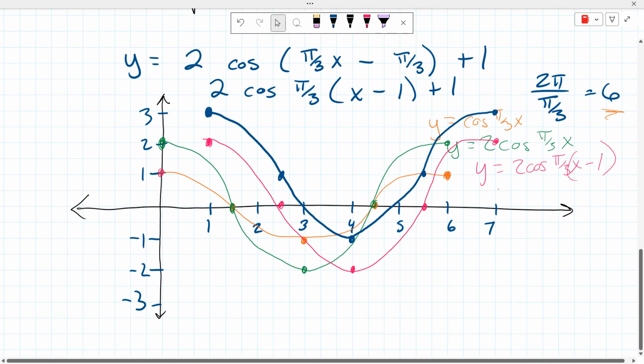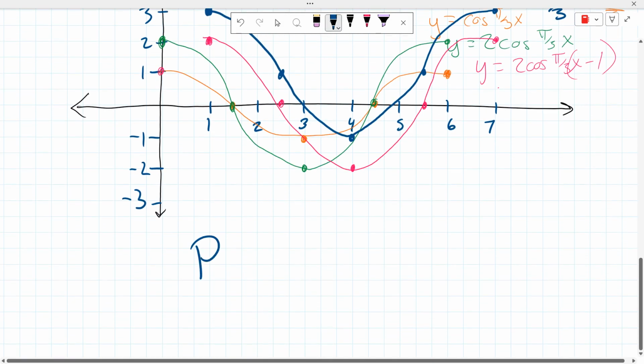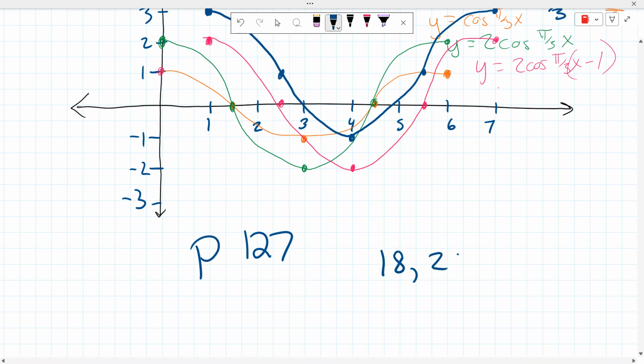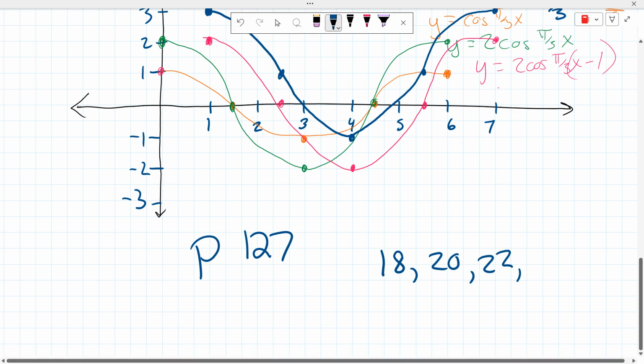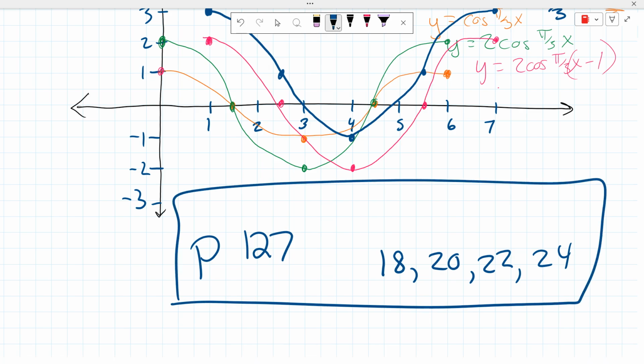So your problems are on page 127. We're going to do numbers 18, 20, 22, and 24. Just 4 problems. All right. And you know, page 127.